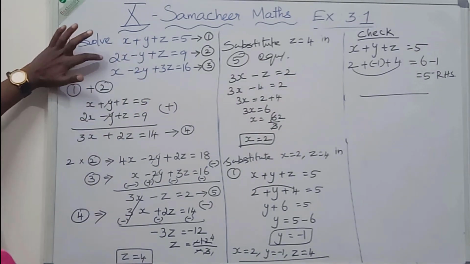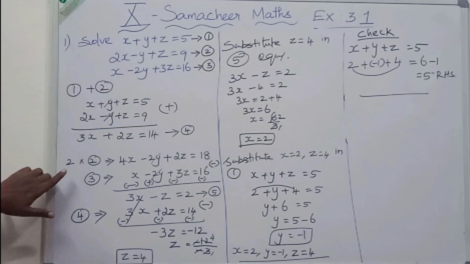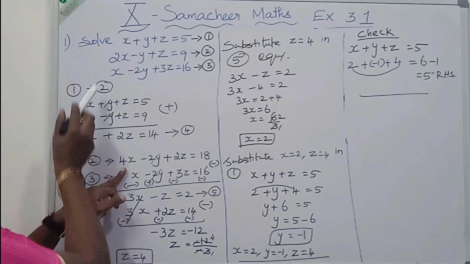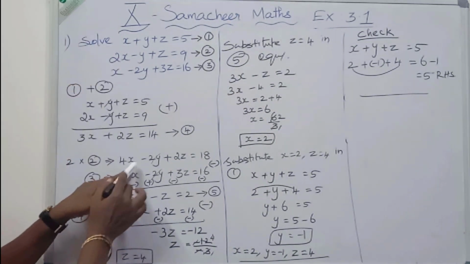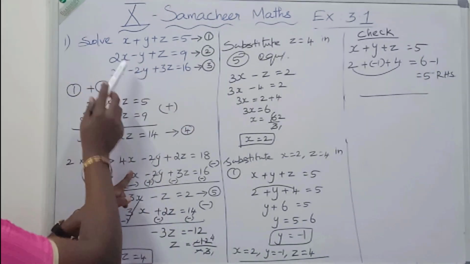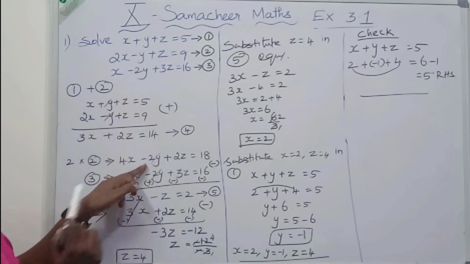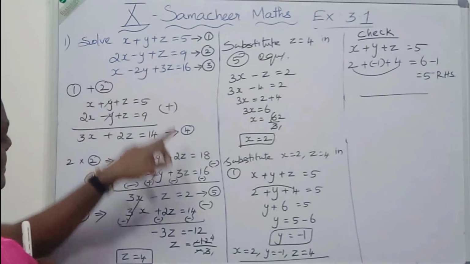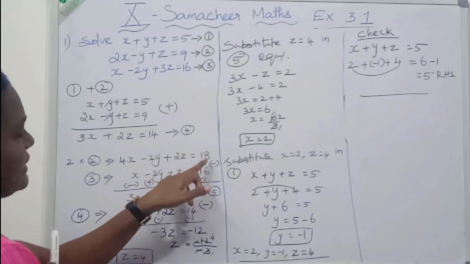Okay, so first you have to multiply the second equation by 2. Means we can get here 2 into 2, 4x. Each and every term you have to multiply by 2. Okay, so 2 into 2x, 4x. 2 into minus y, minus 2y. 2 into z, 2z equal to 9 2s are 18.